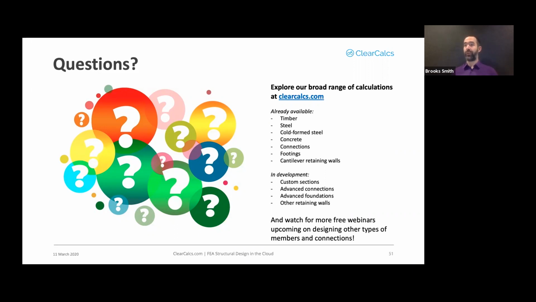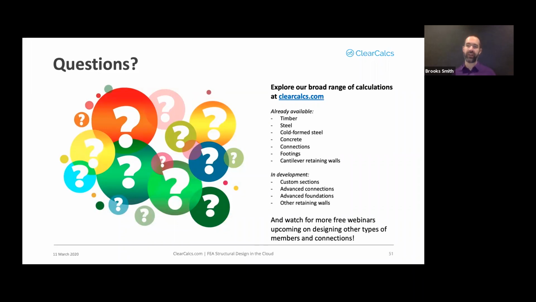Would we be able to do a webinar for timber joints in the future, such as timber bolts? Yes, absolutely, definitely happy to do that. We do want to upgrade our connection calculators, so I will do that first. Expect a webinar on timber joints in another month or two, probably, after we upgrade those connection calculators.